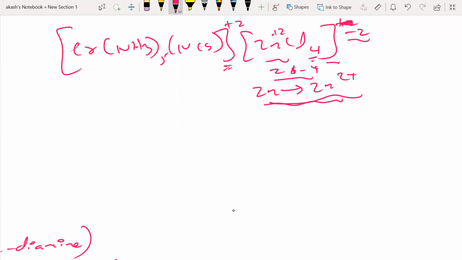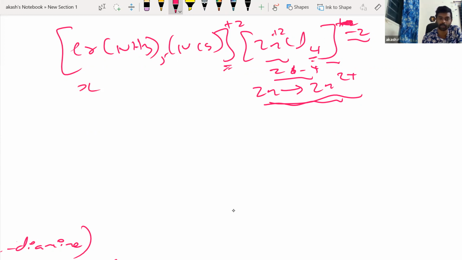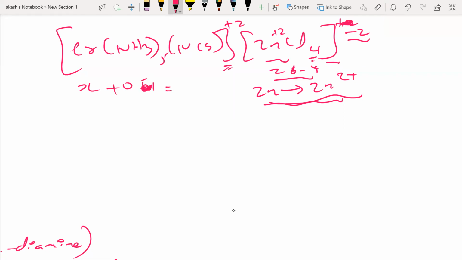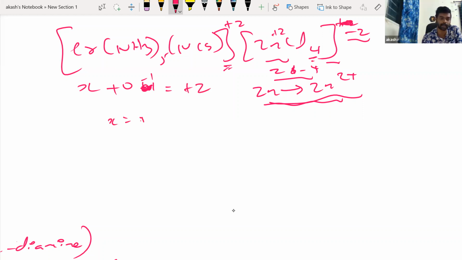So here we have chromium. We'll just find the oxidation state. So here we have X. Ammonia will have 0, and NCS is -1, and the overall charge is +2. So you'll write X to be +3. So chromium is going to be in +3 oxidation state.